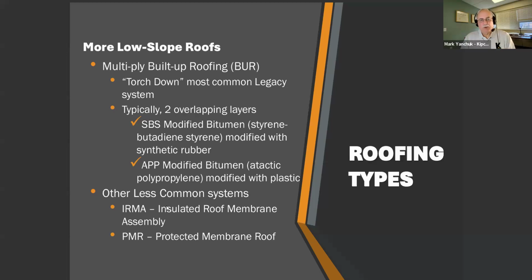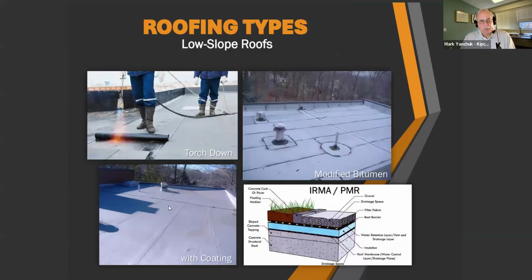Now, these are more commercially based, and you might see them on high-rise buildings or very large condominium buildings. This is an example of torch down, how they're applying it. It's very risky to do this on a plywood roof deck. That's why it's not really used that much anymore.